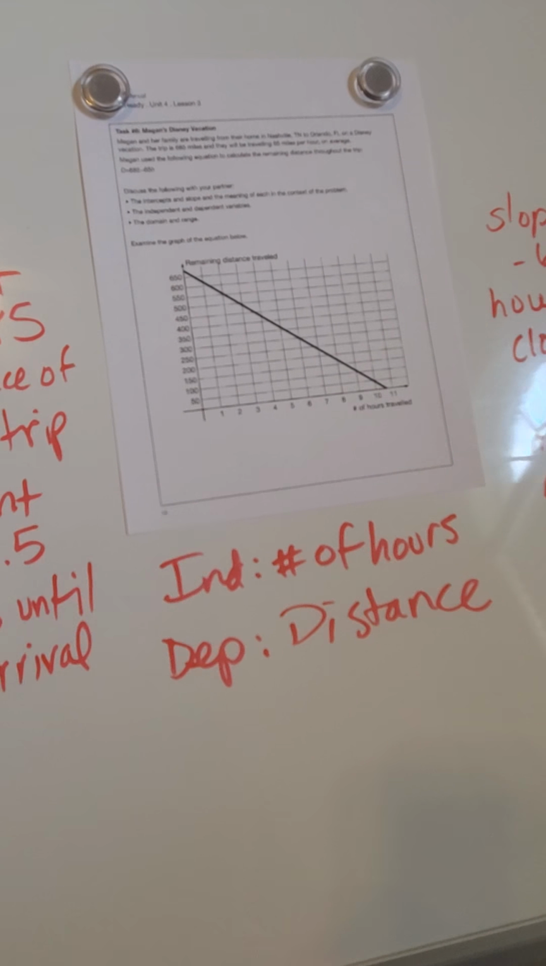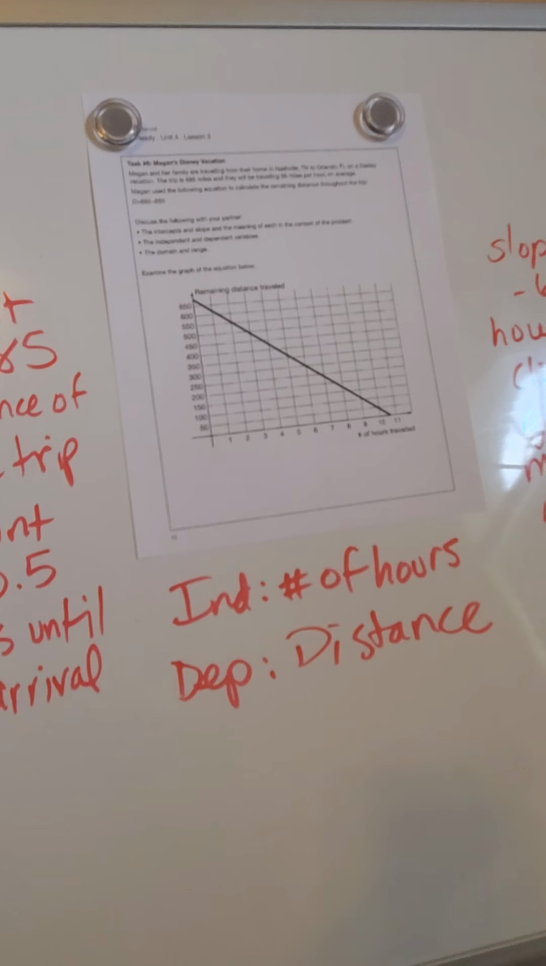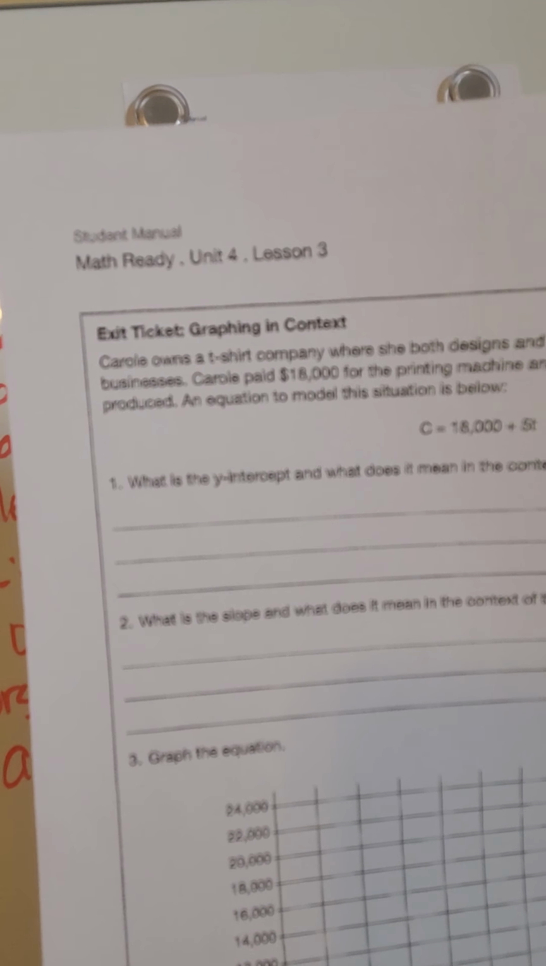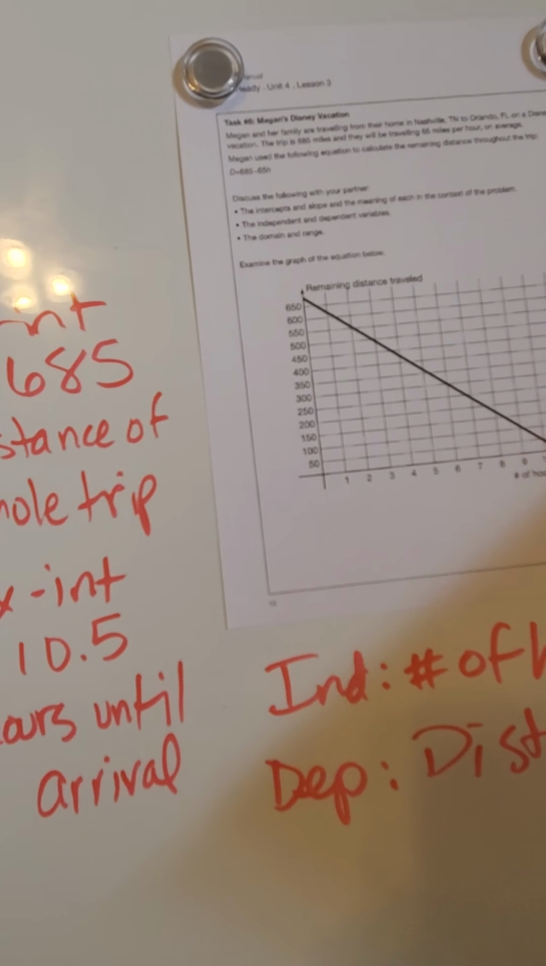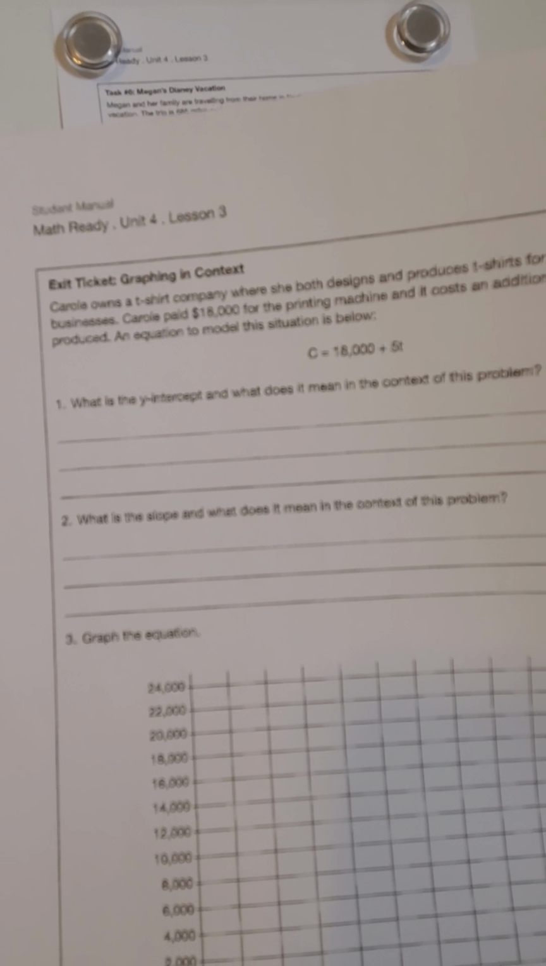All right, I will leave the next one, it says exit ticket, graphing and context. I want you to take what we did right here and apply it to this. I want you to try on your own.